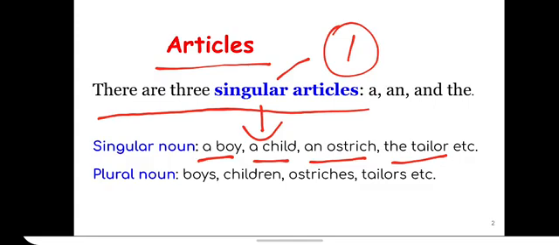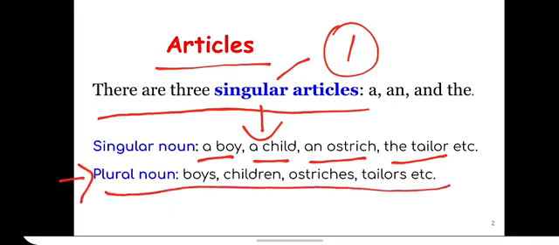All the countable nouns can either be singular or plural. If a noun is singular, you must add a or an before it normally. So a boy, an ostrich, the tailor, right? And then the can be used with plural nouns, but a and an cannot be used before them. So we don't use a and an here. You can use the boys, the children, the ostriches. It's up to you, right?